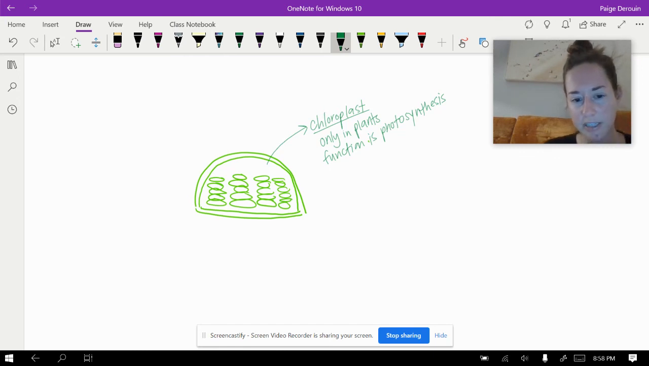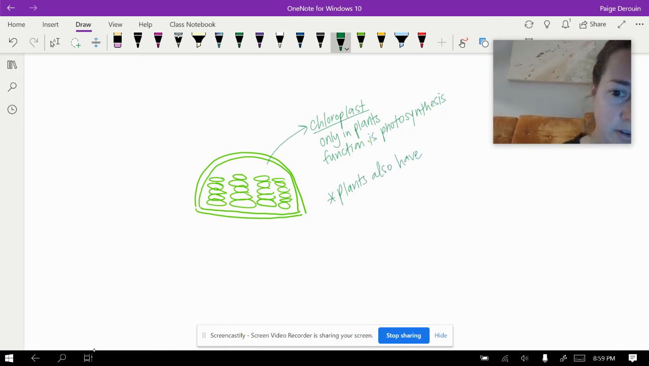Inside of them, they have these stacked up structures called thylakoids, which we'll talk about later on when we talk about photosynthesis. And also a double membrane, just like the mitochondria. So they also probably used to be bacteria that were engulfed by a larger cell. And they have their own DNA too, which is kind of cool. I'll just make a note here that plants also have cell walls outside of their cell membrane.